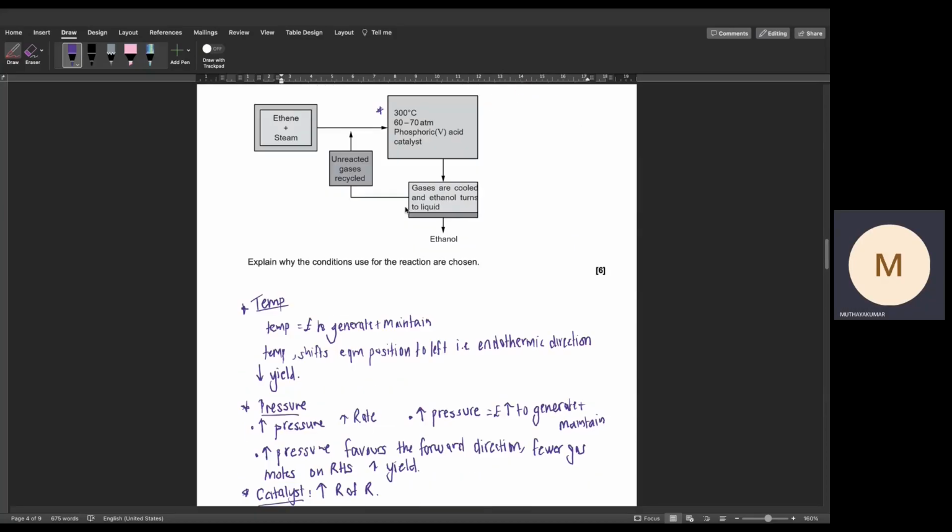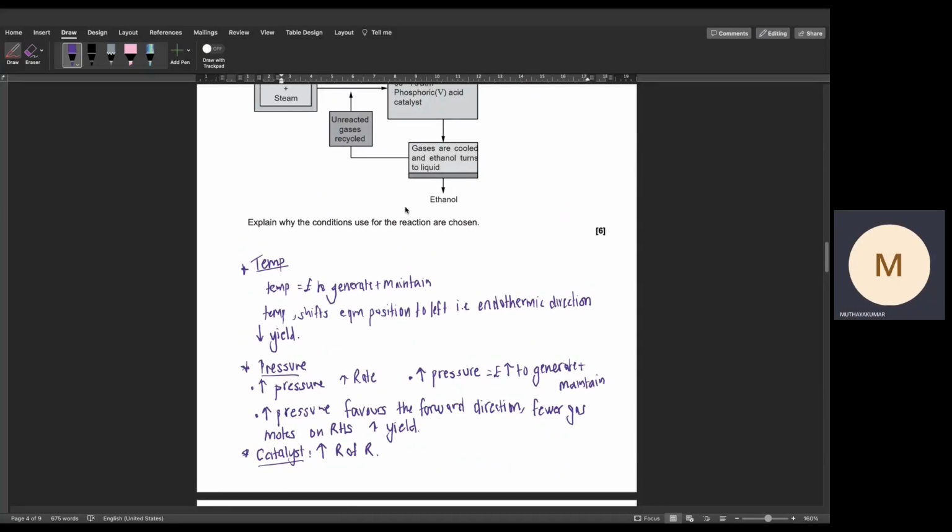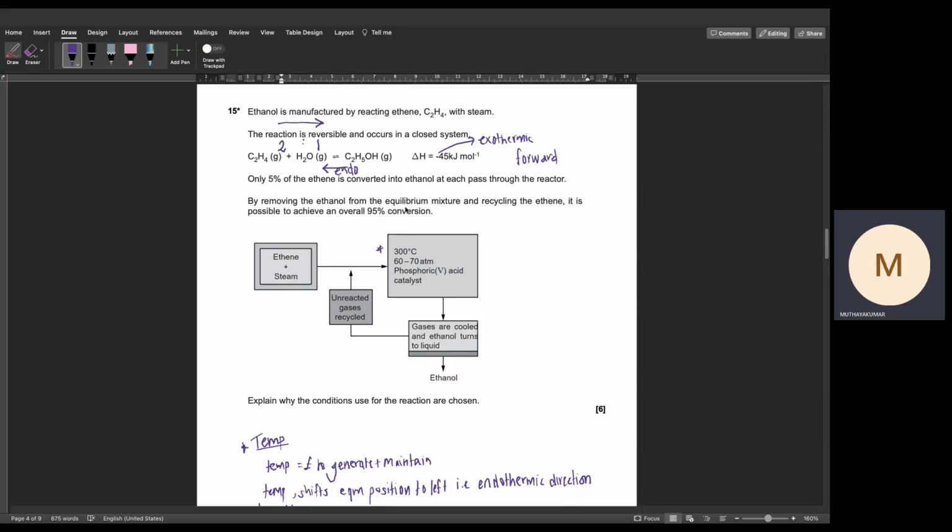This point here is referring to the effect of concentration. So I'll write that here. So concentration. Removing ethanol from the equilibrium mixture, we are reducing the concentration of the products. So removing ethanol is decreasing the concentration of our products. The equilibrium will always shift to counter that change, to oppose the change.